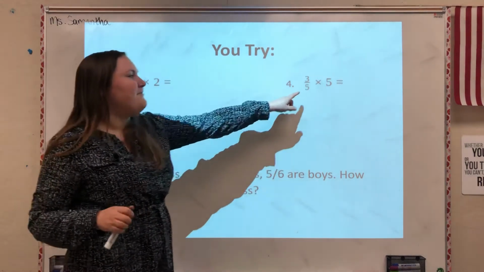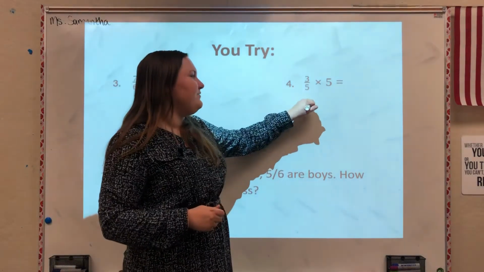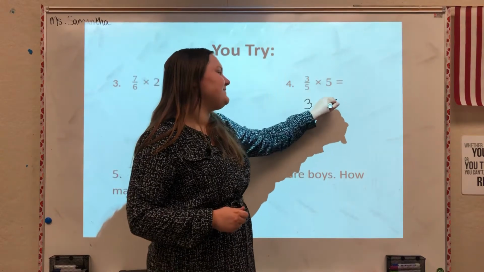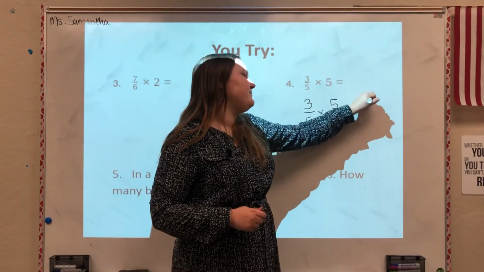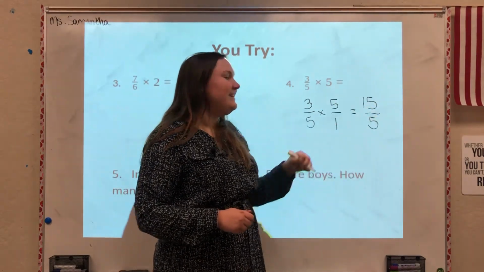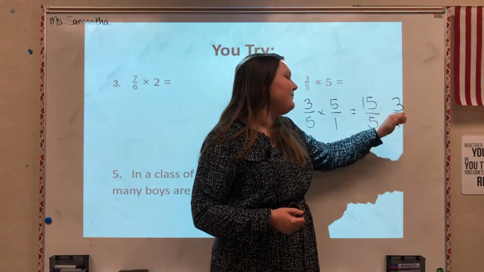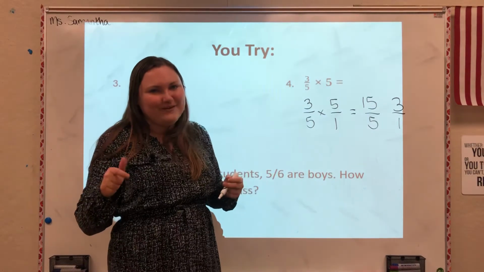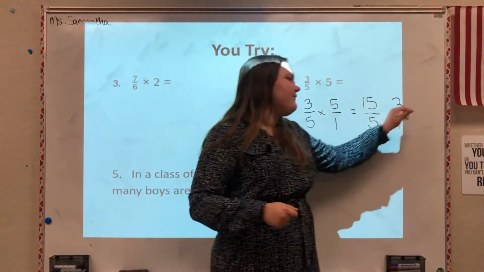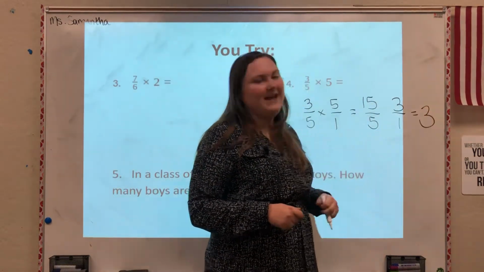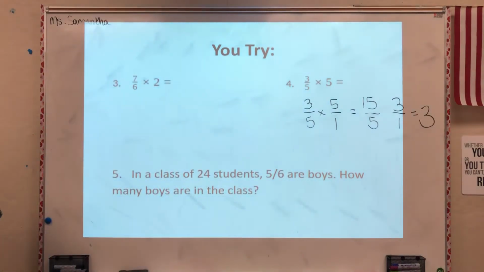For this one here, I really want to make sure you remember. When you do 3/5 times 5 over 1, you're left with 15/5. If you simplify that, that will give you 3 over 1, but make sure you're not putting 3 over 1 as your final answer. 3 over 1 is just the same thing as 3. This last one here says, in a class of 24 students, 5/6 are boys. How many boys are in the class?